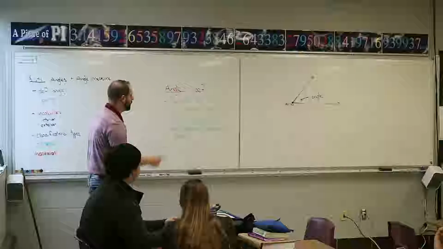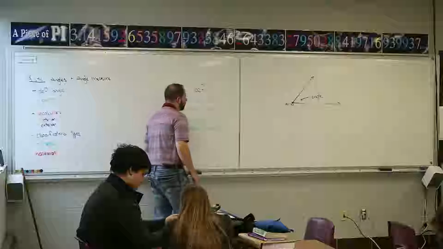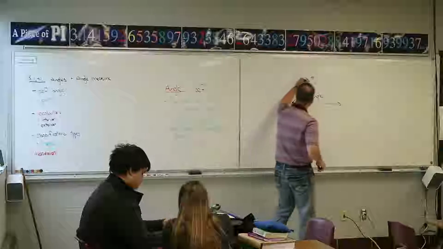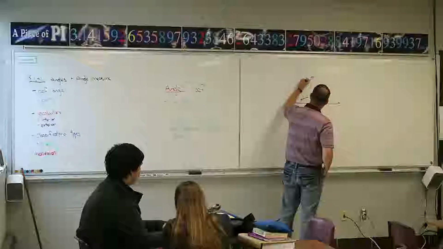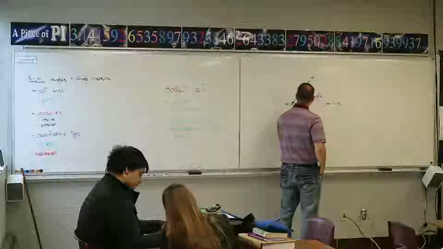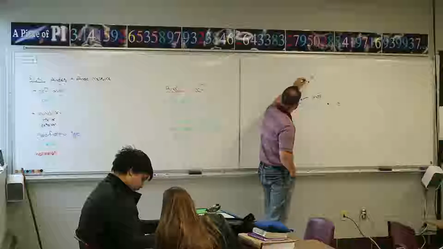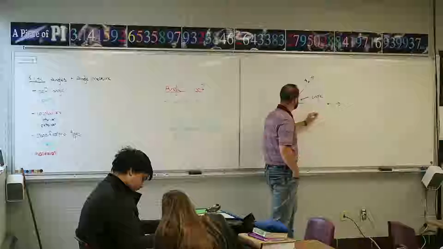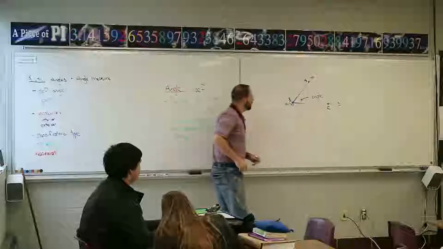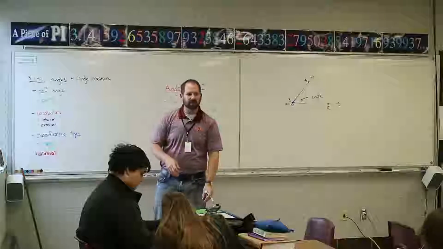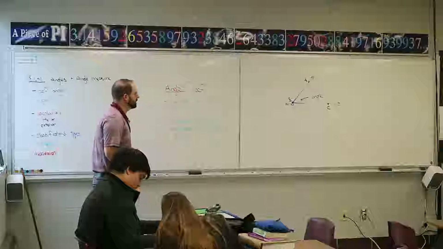Let's talk about the terms, though, the vocabulary. On this angle, let's give it a couple of points. Let's give it some letters. I want to give it 3 letters. Let's go with A, B, and C. I'm not going to be too creative today. A, B, and C. B is going to be right where the vertex sits, so label your angle with A, B, and C.